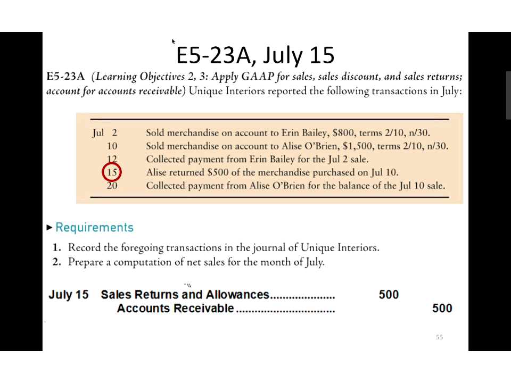When we return $500 worth of merchandise, we're going to debit sales returns and allowances. Again, we don't want to just reduce sales, we want to know how much returns we have. That's interesting from a financial statement standpoint. What were our returns? Why are people returning things? And then we want to credit accounts receivable. She returned the merchandise, so she doesn't owe the $500 anymore.